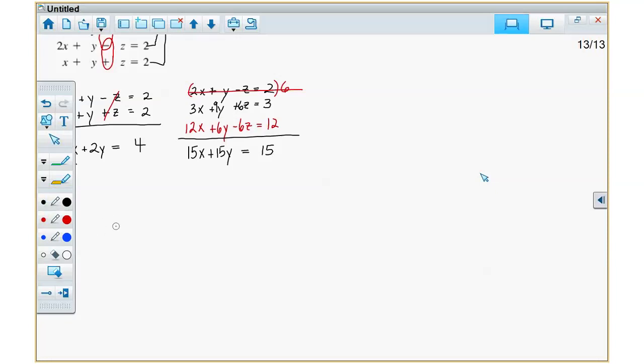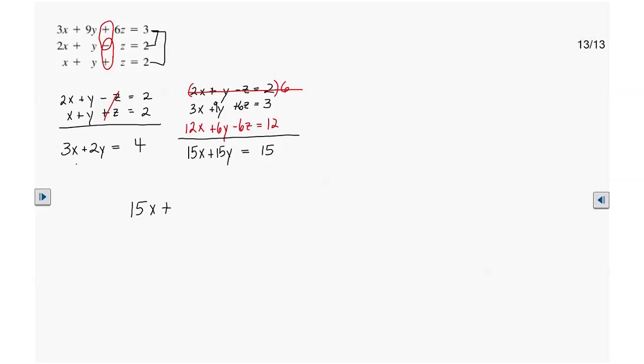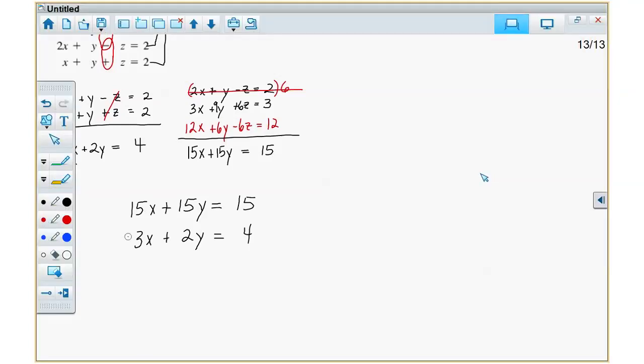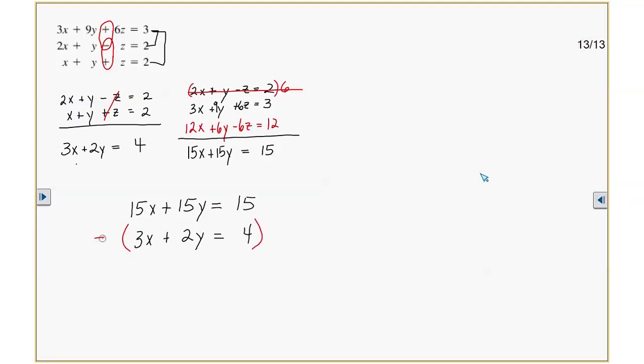Alright, so here we go. 15x plus 15y is equal to 15, and 3x plus 2y is equal to 4. Now, which one do you think I'm going to get rid of? The x or the y? Why am I going to get rid of the x? Because I've only got to multiply by one number. And what is that number? -5. So I'm going to take my handy dandy virtual red marker and multiply this by -5.